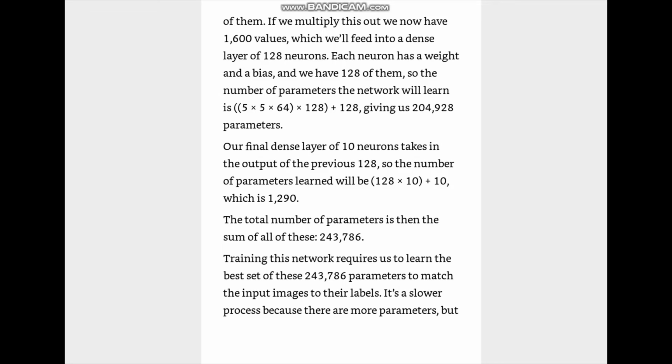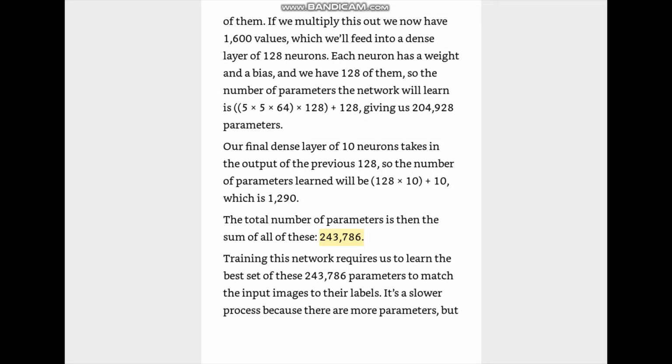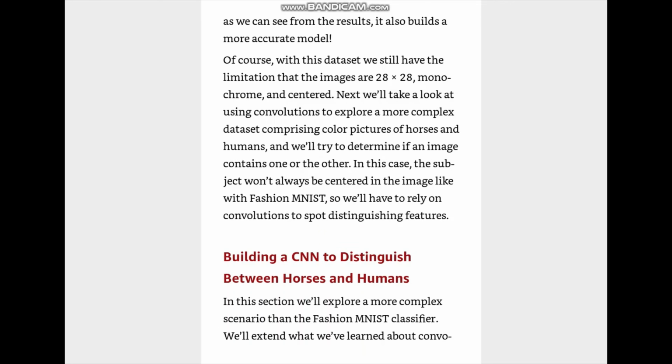Training this network requires us to learn the best set of all these parameters to match the input images to their labels. It's a slower process because there are more parameters. So I can tell you in advance that our convolutional neural network model will run really slowly because there are lots and lots of parameters, as we can see over here. As we can see from the results, it can also build some more accurate models. Of course, with this dataset, we still have the limitation that the images are 28 cross 28, monochrome and centered.